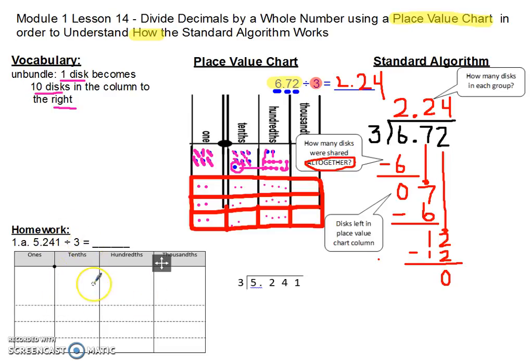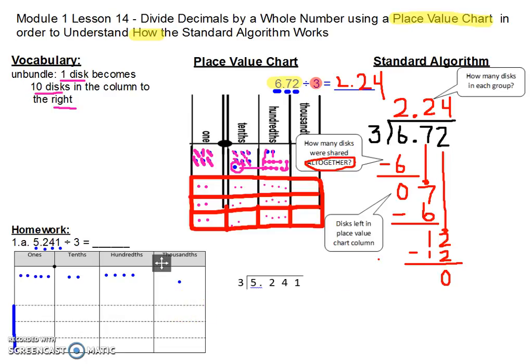They've already drawn out our place value chart for us here, and they've even done our groups for us, which is 3 groups. So now the first thing we want to do is put in our discs. In my ones, I have 5 discs, so 1, 2, 3, 4, 5. In my tenths, I have 2. Hundredths, I have 4 discs. And in my thousandths, I have 1.